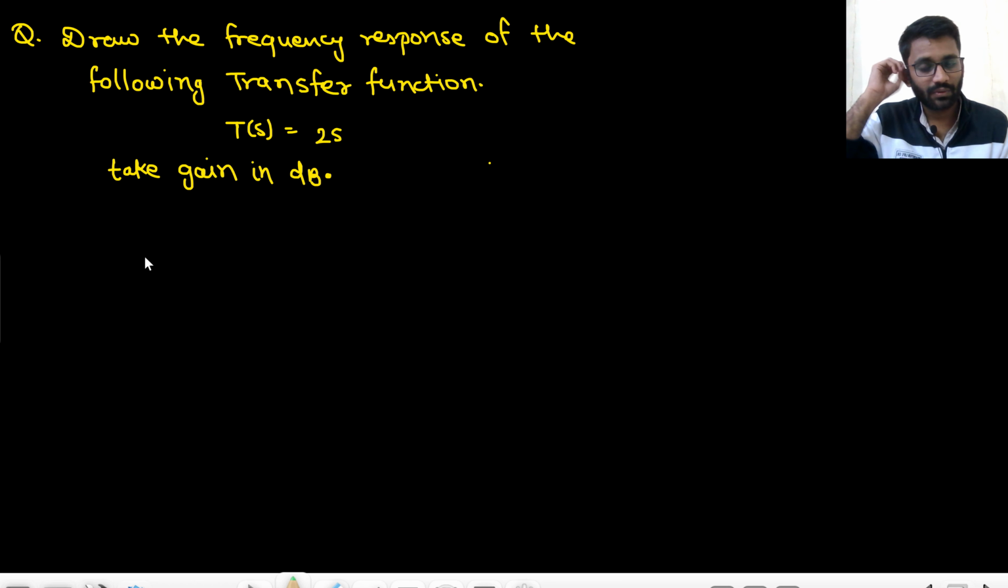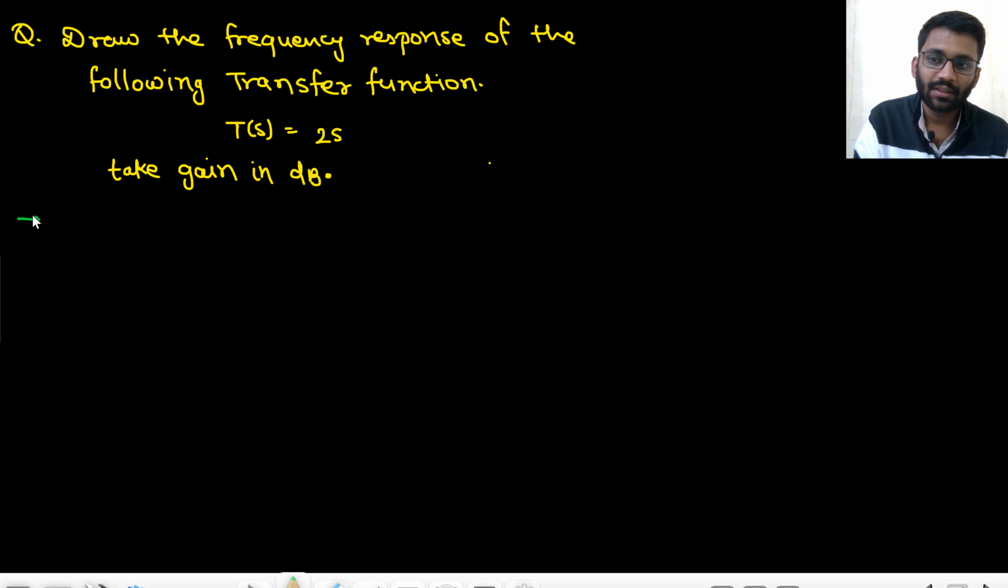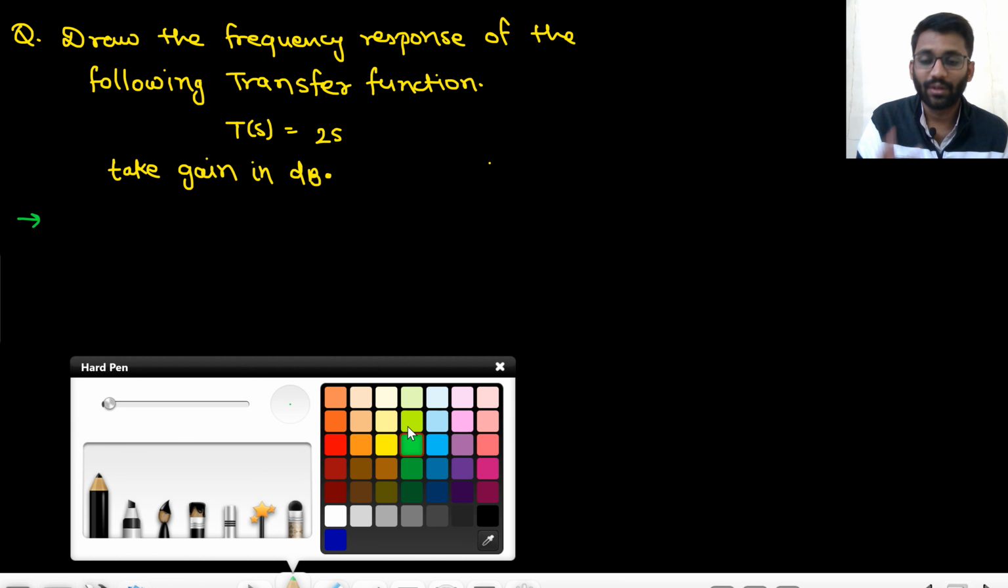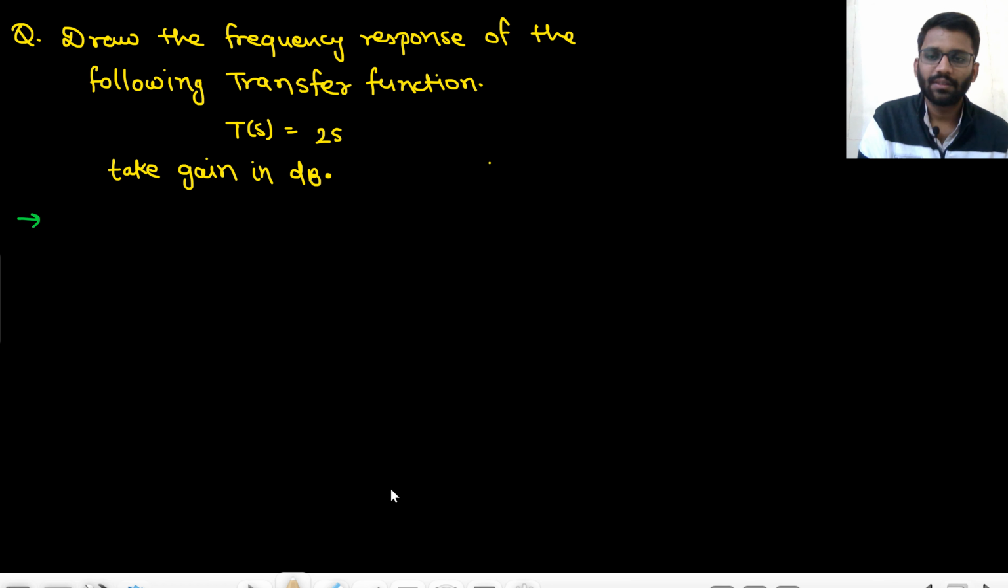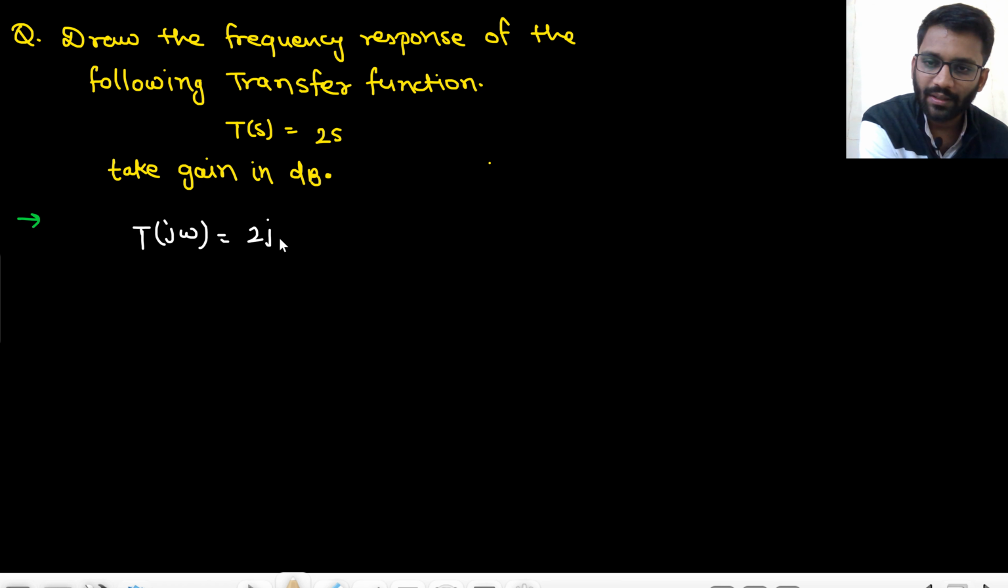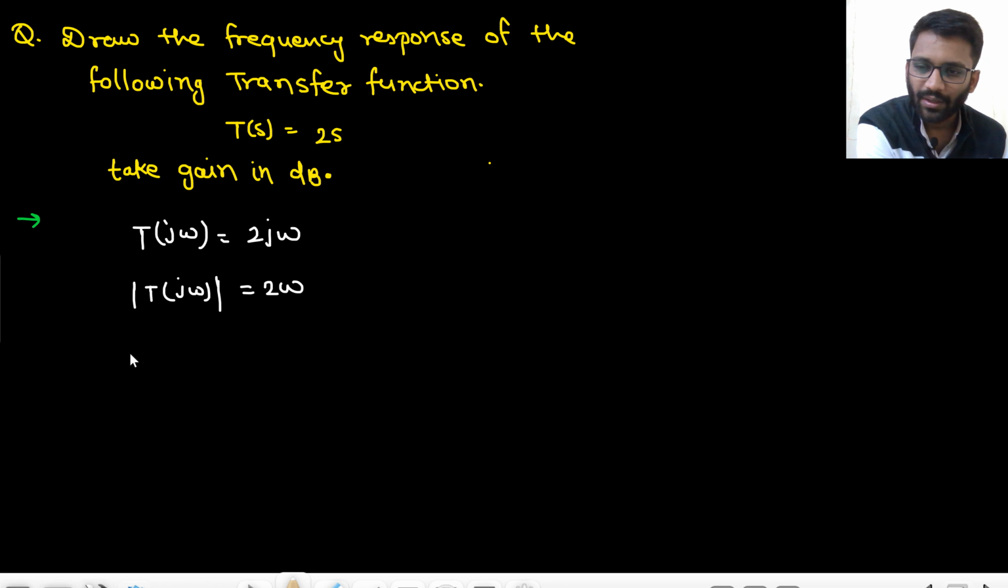Now you have to draw the transfer function. Sorry, you have to draw the frequency response. So T of j omega is 2 j omega. What will be the magnitude? The magnitude will be 2 omega. So omega value we will take.